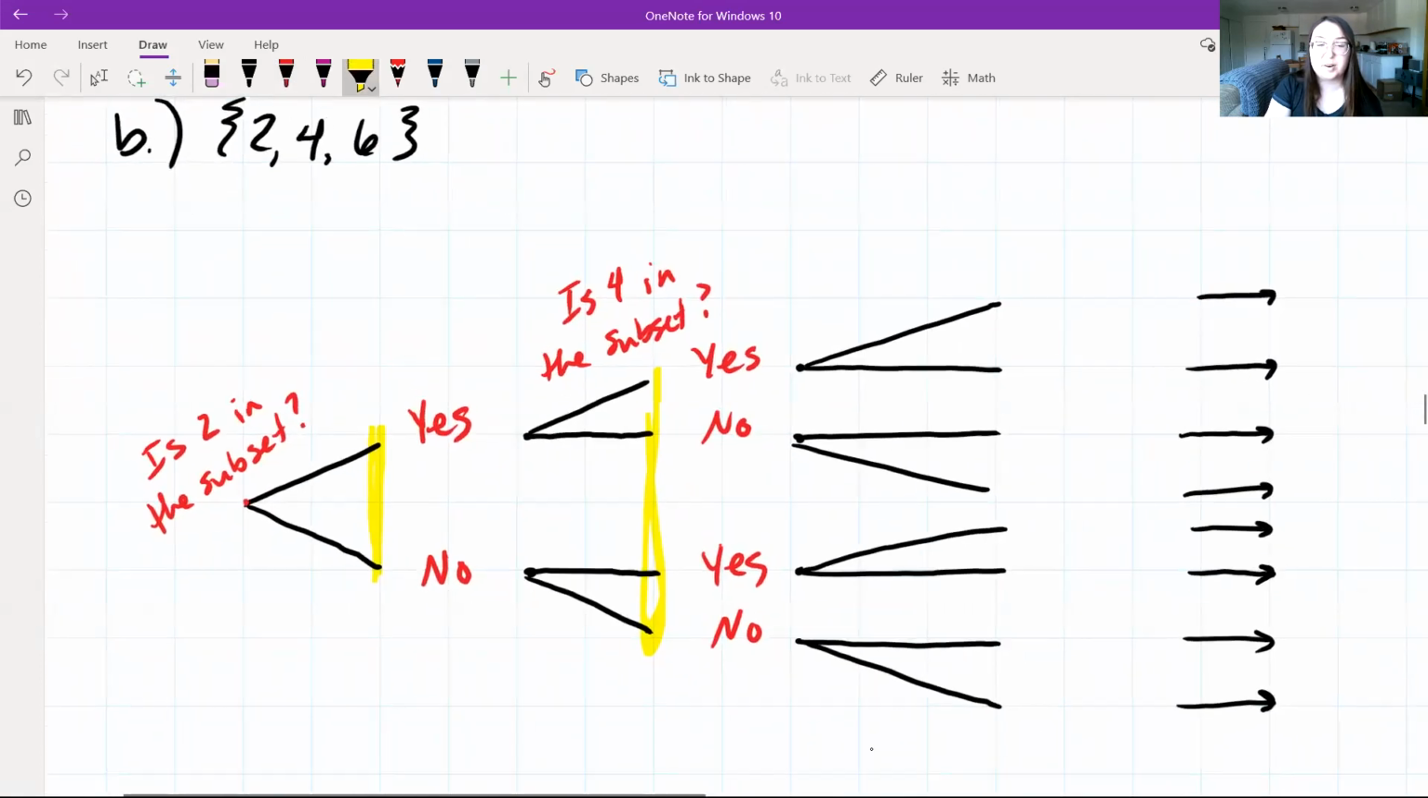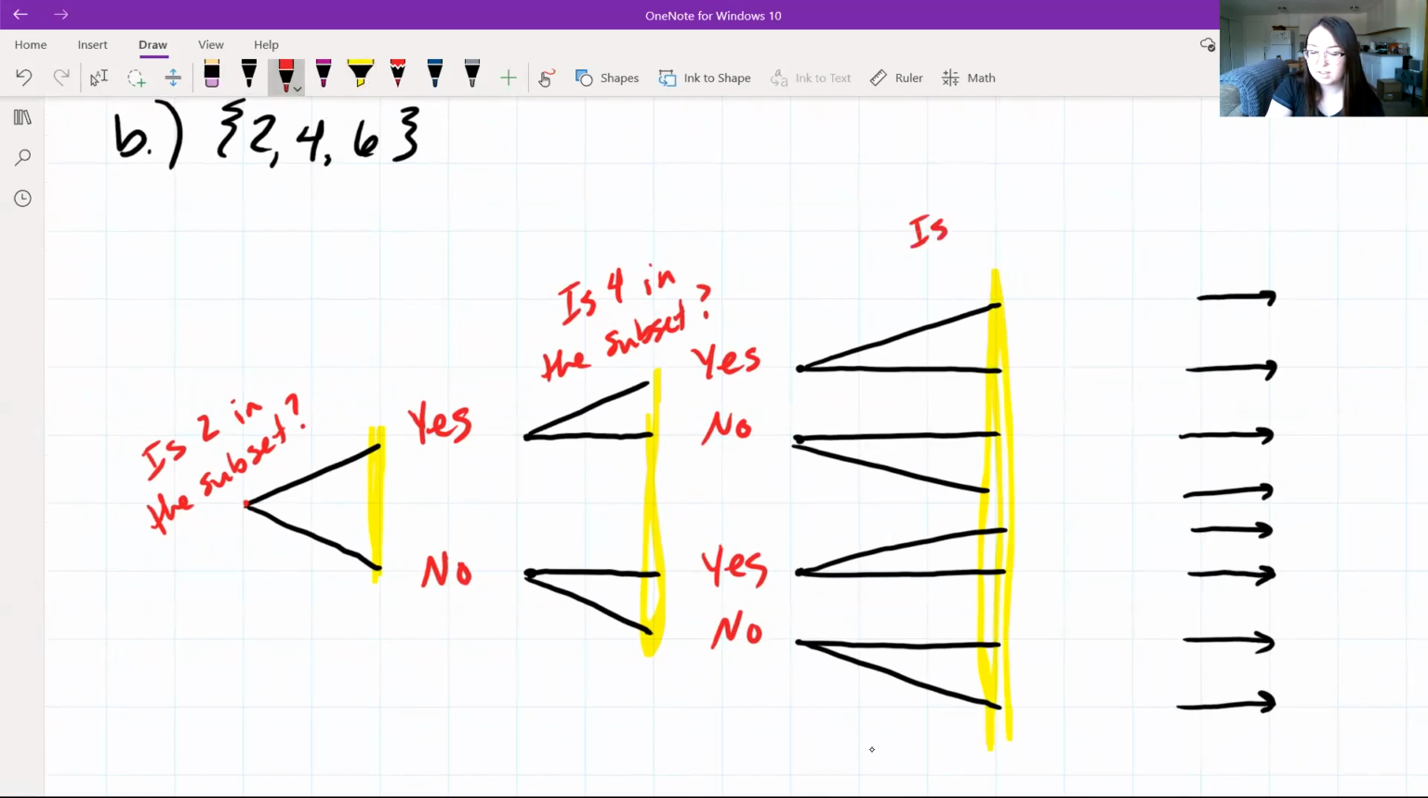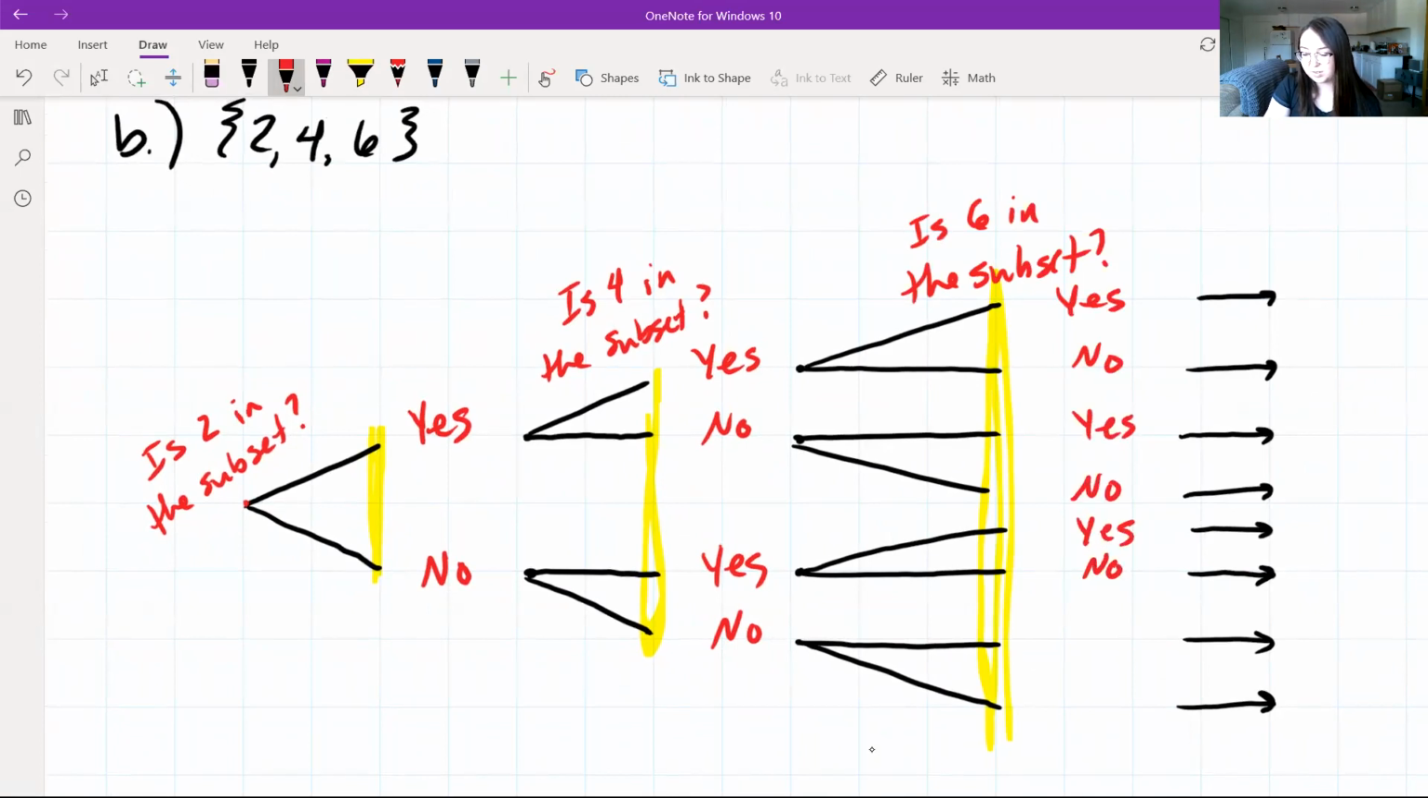Now since we want to include our last element of 6, 6 is going to be all of these terms, so we're going to think, is 6 in the subset? And we also have to think of each option in this case, so this is also yes, no, yes, no. Yes, no, these ones are a little cramped. Yes and no. All right, so we have all the options of thinking if each element is in the subset.